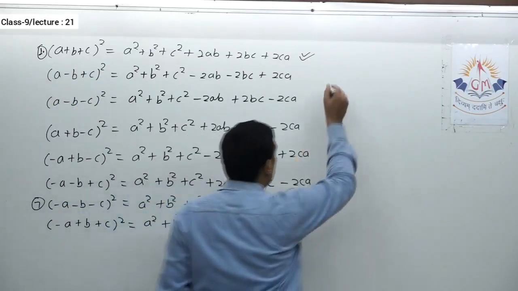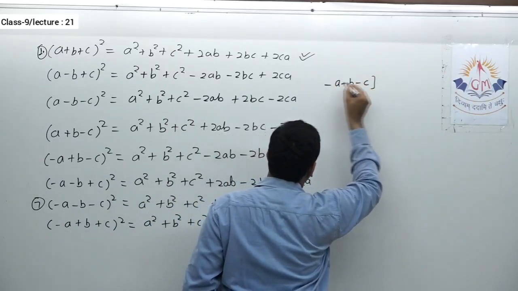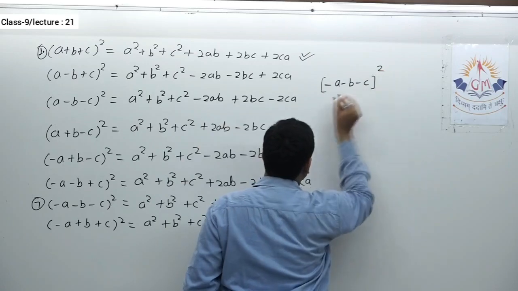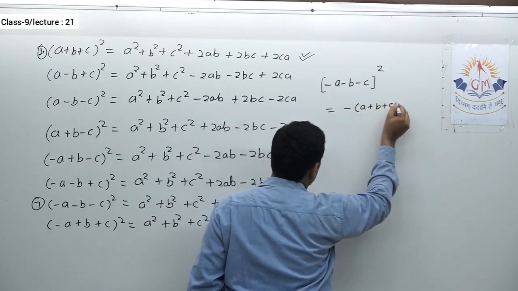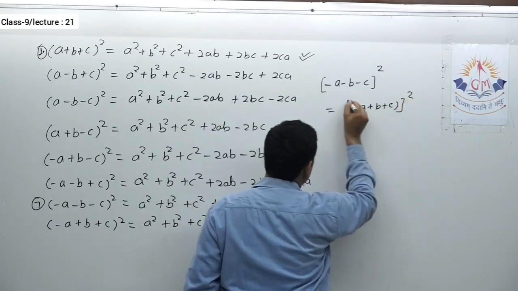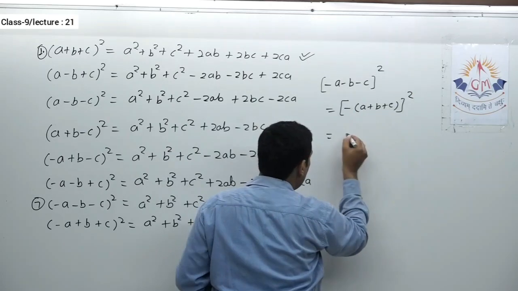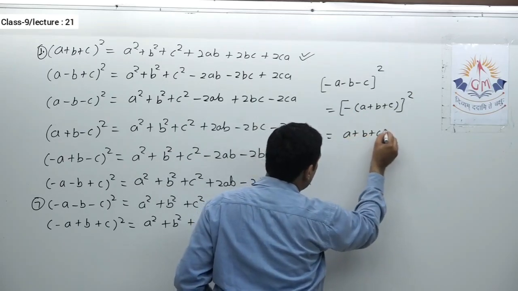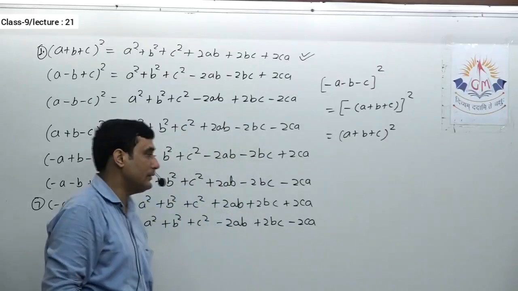Why? If I have minus a minus b minus c whole square, this can be written as, if I take the minus sign common, a plus b plus c whole square, isn't it? If I take the minus sign common, I will get this, and the square of a negative is positive, so ultimately I will get the same thing. That's why these two are the same expression.